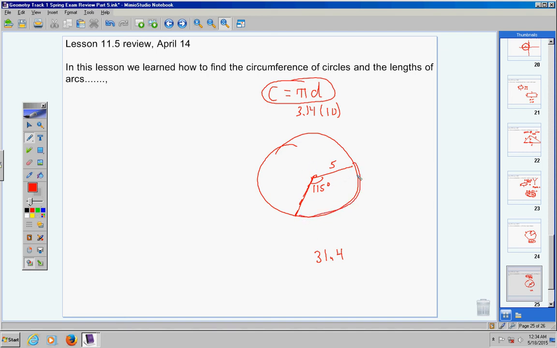Well, you simply find out, listen guys, what fraction of the entire circle is this arc? Is that arc half the circle, a quarter of the circle, 1/3 of the circle? And we do that by taking 115 and putting it over the total degrees in a circle from here all the way around, which is 360, okay?